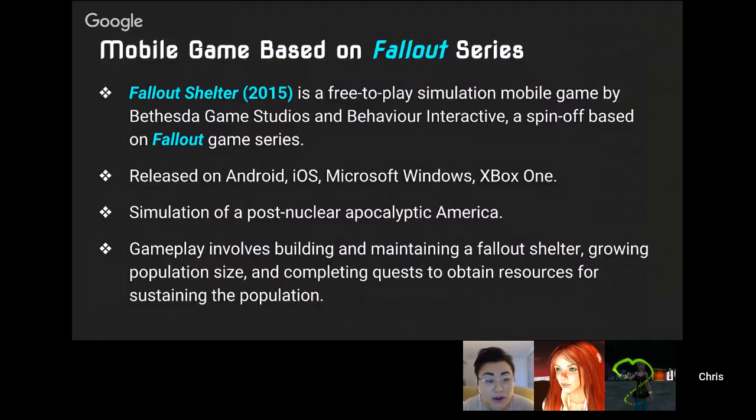It's a simulation of a post-nuclear apocalyptic America. And the gameplay mainly is building and maintaining a fallout shelter. So you're trying to maintain people in the fallout shelter, not allow them to die, right? Fight monsters and so forth, and try to build your shelter as big as possible.